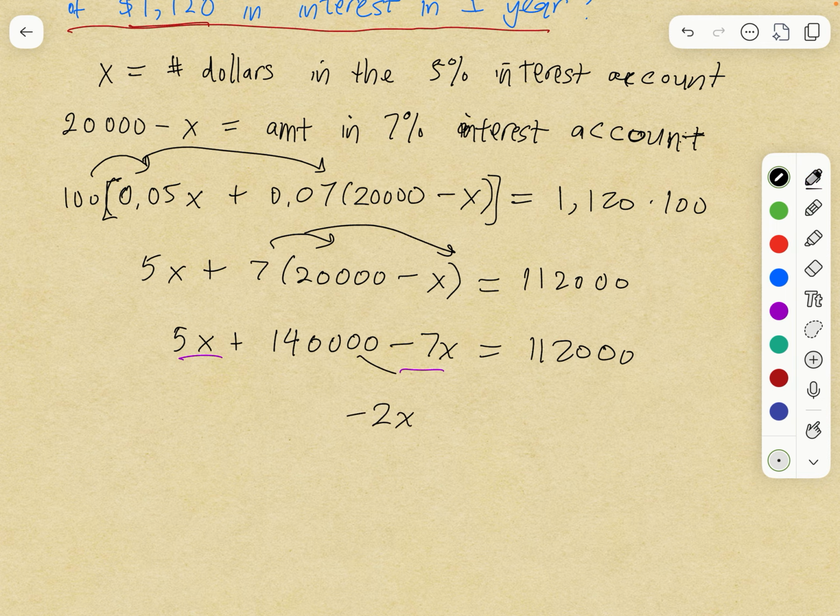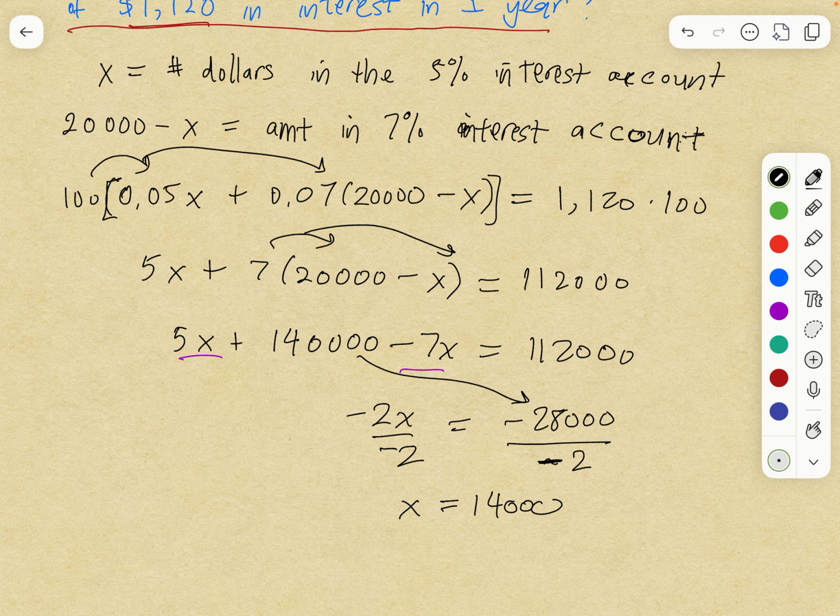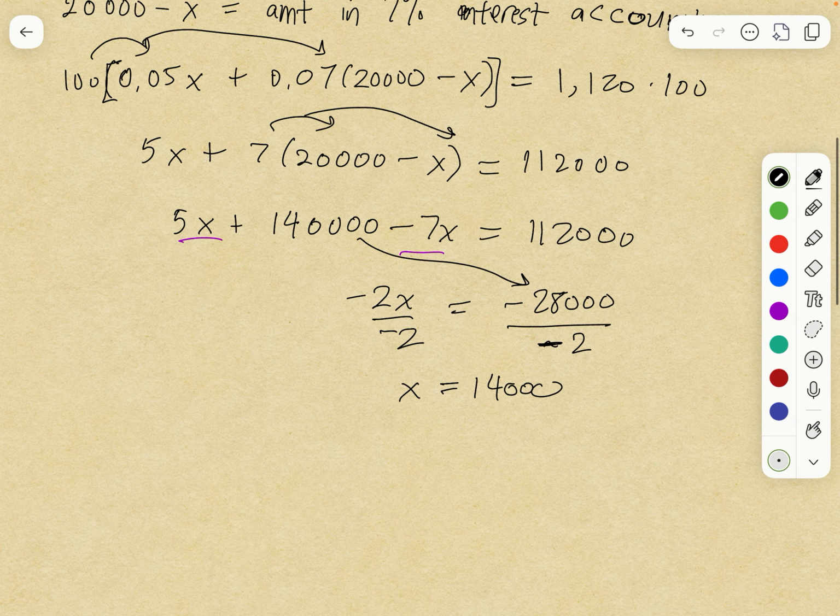And then I'm also going to move the 140,000 to the other side. So I'm going to get 112,000 minus 140,000, which is negative 28,000. And then you can divide both sides by negative 2, and then you're going to get X is 14,000. So there's $14,000 in the 5% interest account.